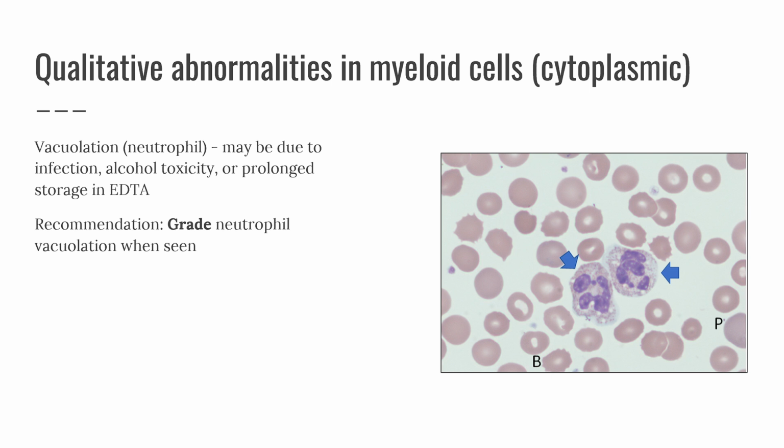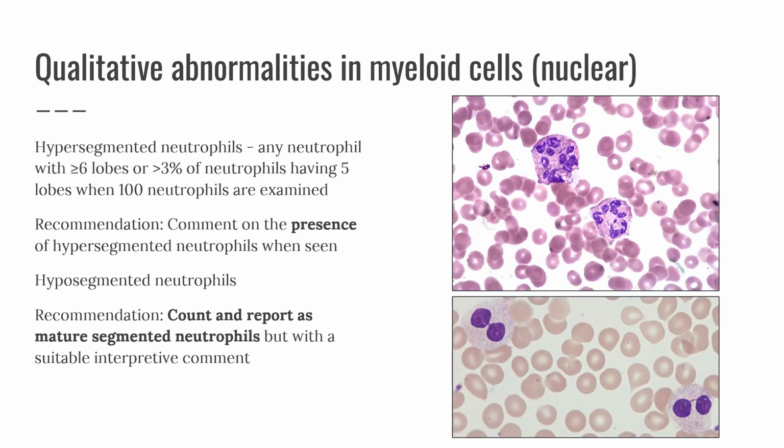Neutrophil vacuolations may be due to infection, inflammation, alcohol toxicity, or prolonged storage in tubes with EDTA, but still, these should be graded when seen. We also have to comment on the presence of hypersegmented neutrophils. The definition would be, if you see any neutrophil with at least 6 nuclear lobes, or if more than 3% of your neutrophils have 5 lobes, and you get this percentage by counting 100 neutrophils.